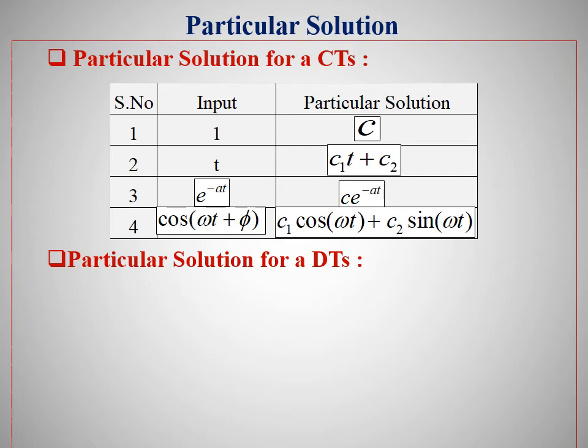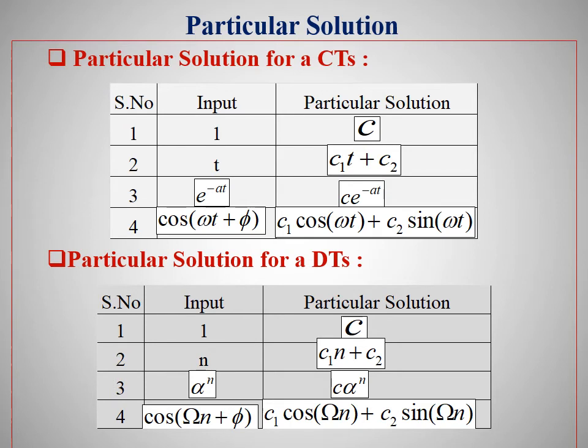The particular solution for a discrete time case is also defined in a similar manner. The table is given here for future reference. For an input of 1, the particular solution is C. For an input of n, it is C1n plus C2. For alpha power n, it is C into alpha power n. And for a cos input, that means cos of omega n plus phi, it is C1 cos omega n plus C2 sin omega n.